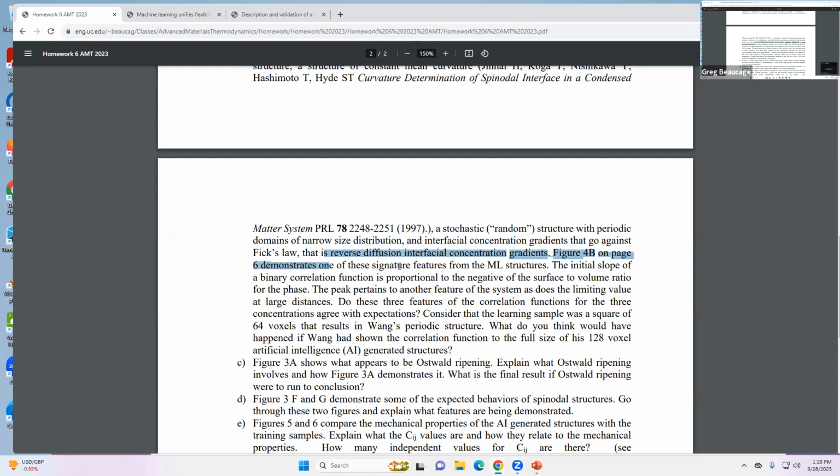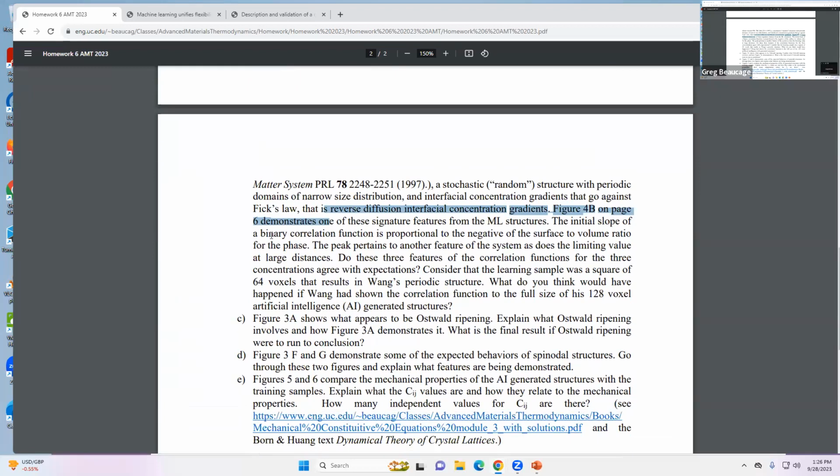Figure 4b is basically those correlation functions. This is just what I said, like the surface to volume ratio. One over that is the size, so that matches up pretty well with the concentration. And then the peak position also matches up with the concentration. In other words, it's in real space size. Basically the size gets smaller at the lower concentration.